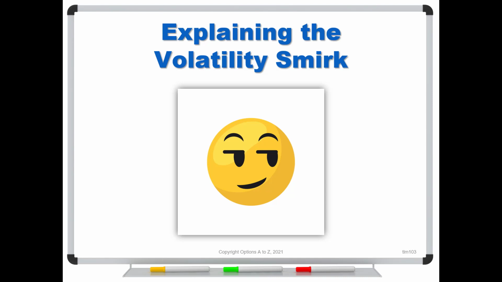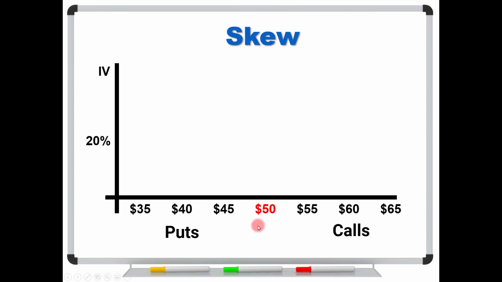There's a fairly simple answer. It's quite technical, but it's fairly easy. This is the volatility smile, or in this case, what he's talking about is the volatility smirk. So what is a volatility smirk, and where does it come from? Well, to answer that, we have to go back to our skew curve.